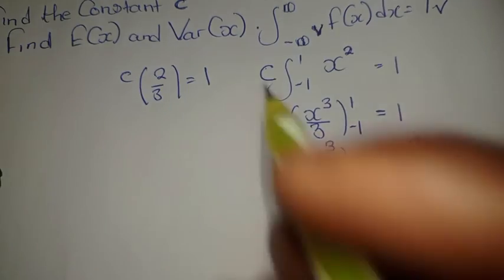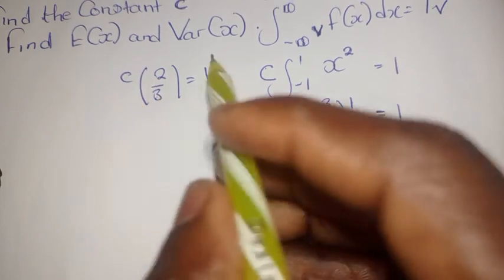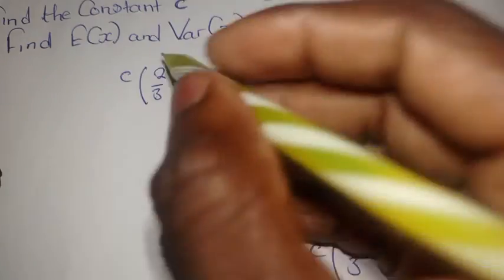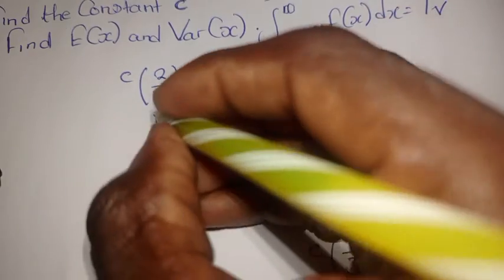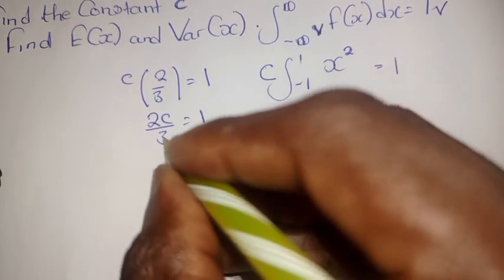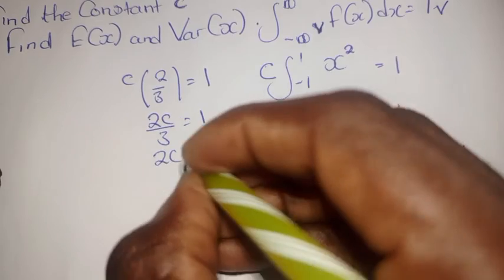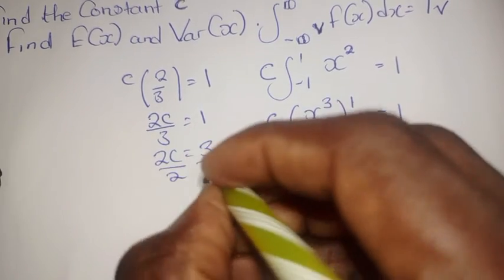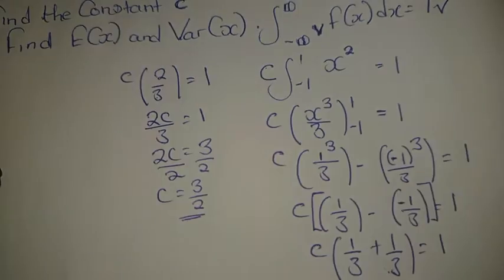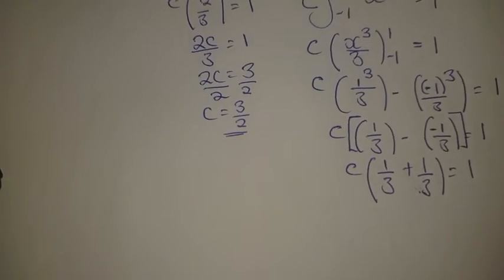Then from here we cross multiply. But before we cross multiply, let us just multiply so that we can remove the braces. So c times 2 is 2c over 3 equal to 1. Then 3 times 1 is basically 3 divided by 2. The answer you get is 3 over 2. So this is how you handle such kind of situations.